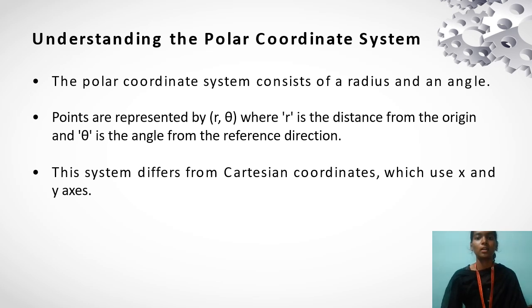Understanding the polar coordinate system. The polar coordinate system consists of a radius and an angle. They are represented by (r, θ), where r is the distance from the origin and θ is the angle from the reference direction. This system differs from Cartesian coordinates, which use x and y.